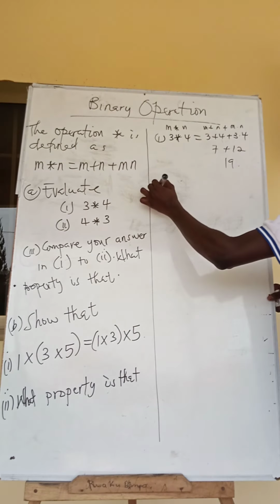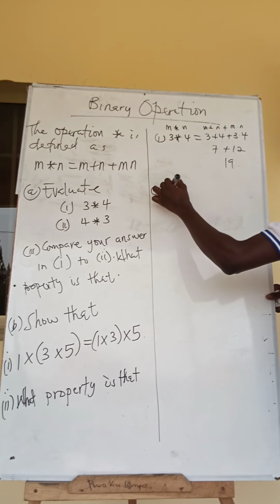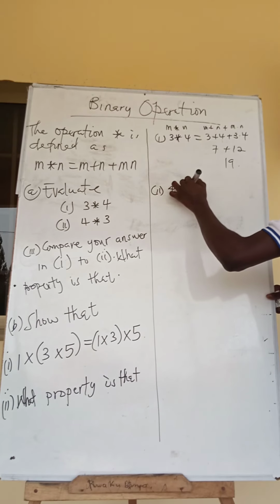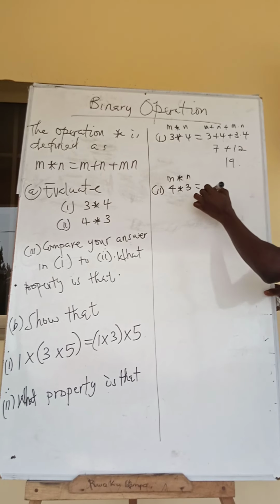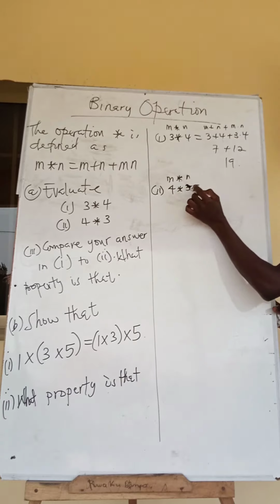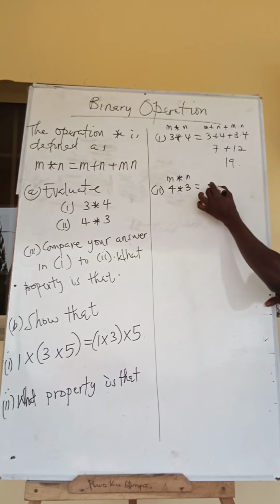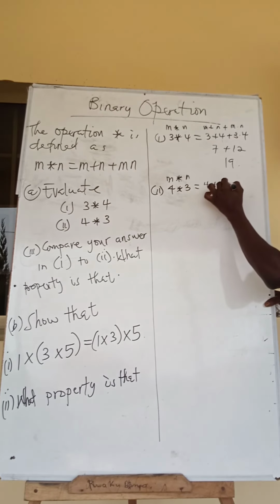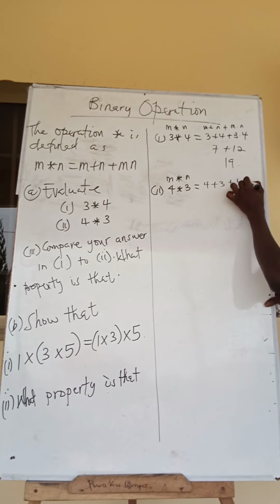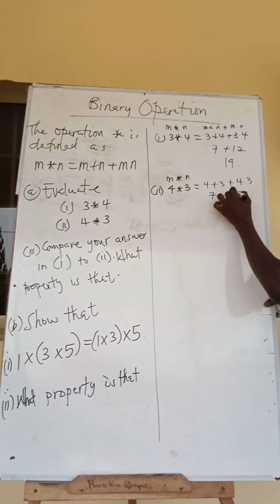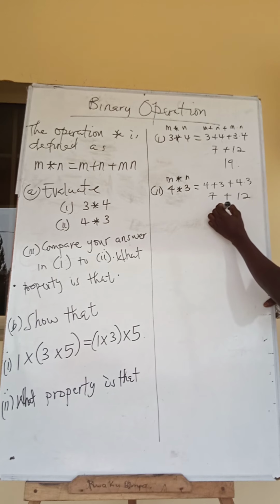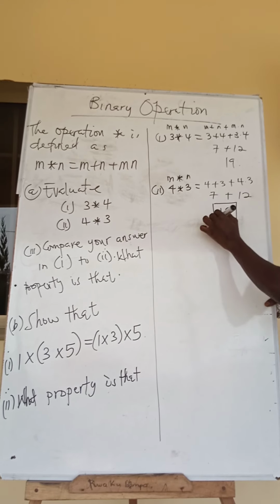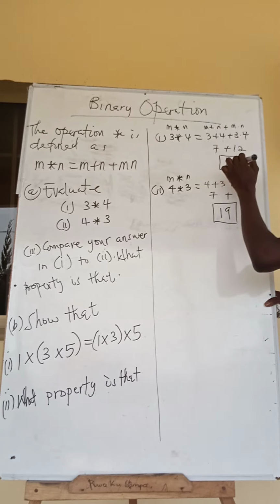Good. So now we are going to do 4 star 3. They are reversing it back. So m star n. So your m is 4 here. Your n is 3. So m plus n, which is 4 plus 3 plus mn. M is 4 times your n, which is 3. 4 plus 3 is 7 plus 4 times 3 is 12. 7 plus 12 is still 19. So check the answers here.